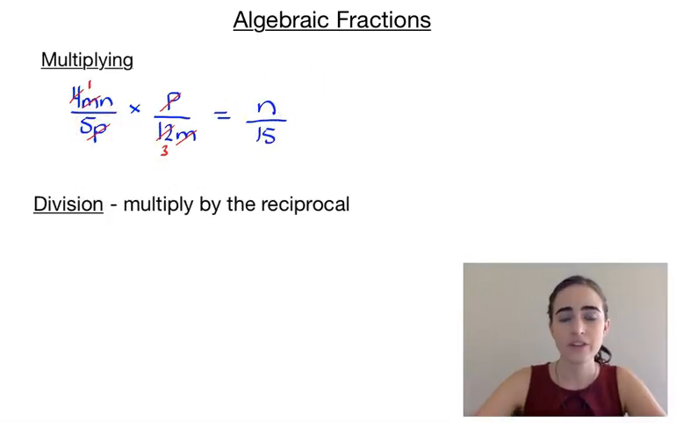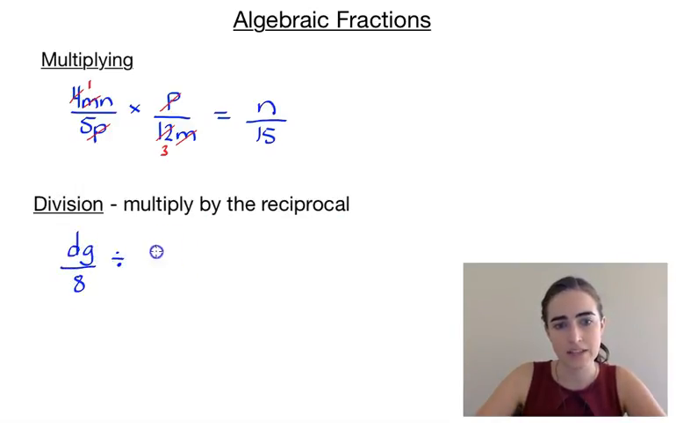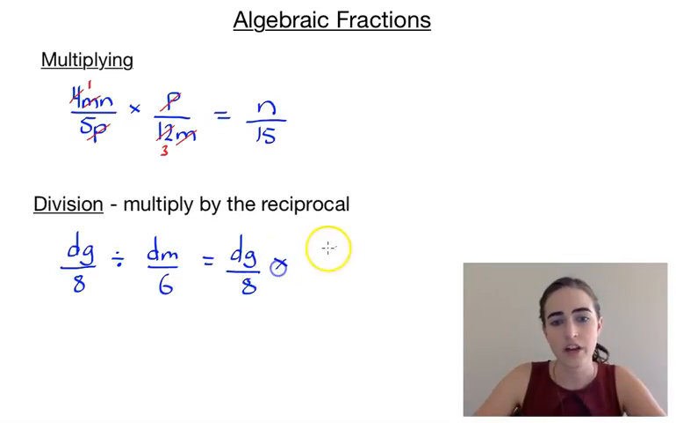Right, lastly, we want to have a look at division. When we're dividing fractions, we're going to multiply by the reciprocal. So if our example was dg over 8 divided by dm over 6. So instead of dividing by this fraction, we're going to flip it upside down and we're going to multiply instead. So the first fraction stays exactly as it was, and then we're going to times by 6 over dm.